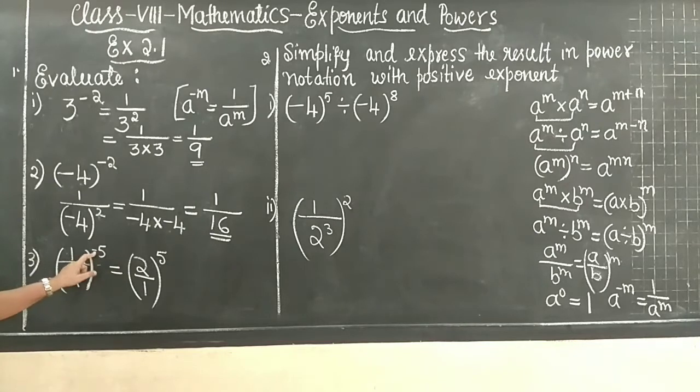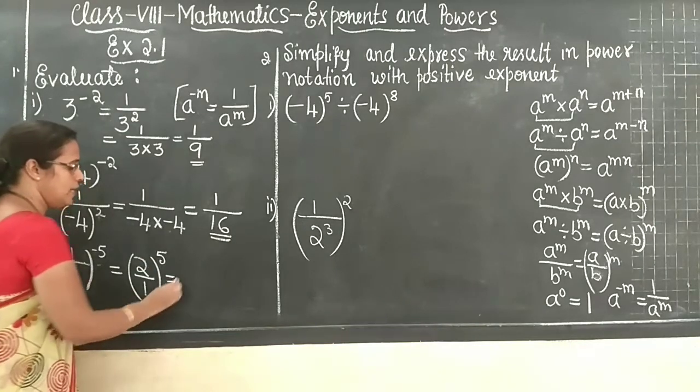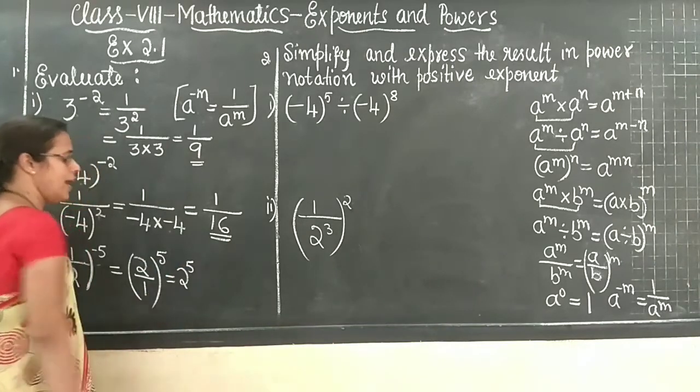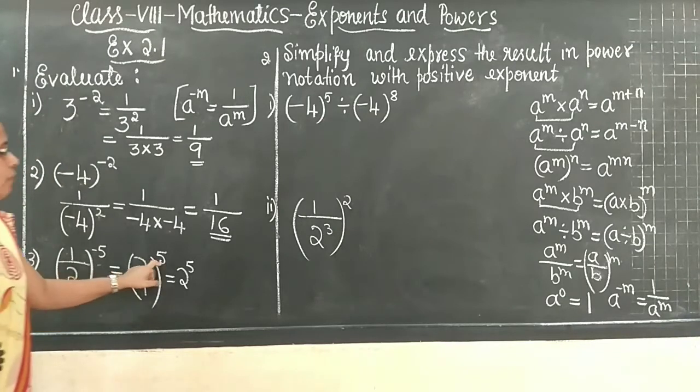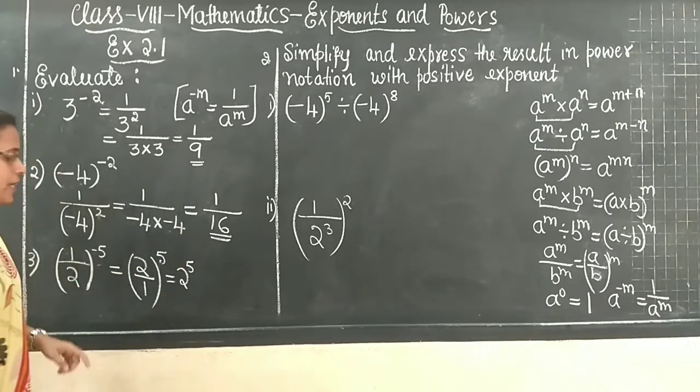At that time the power becomes positive. Positive power you will get. So it is becoming 2 by 1, which is 2, to the power 5. So 2 by 1 is 2, power 5. So how many times is 2 multiplied?